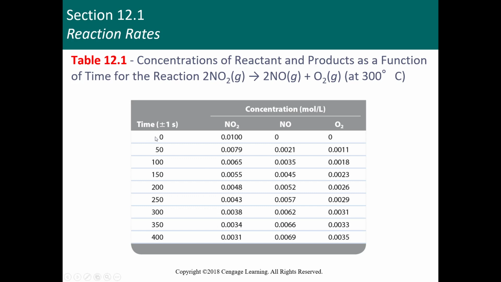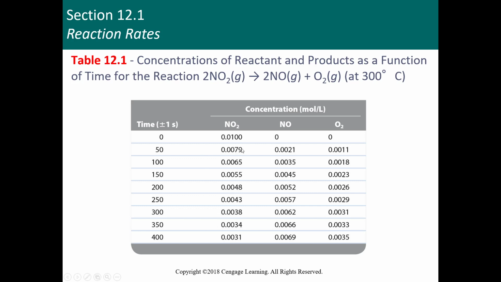So right here we're looking at time. When we look at this time plus or minus 1 second, that means that this 0 is plus or minus 1 second. This 1 second's probably because it takes about a second for a person to register and actually stop a timer, right? And so, right here we see literally every 50 seconds that we've measured the concentrations of NO2, NO, and O2. Now, realistically speaking, is this probably possible in a lab? No. No, almost certainly you would have to measure one of these and then calculate the others from it.